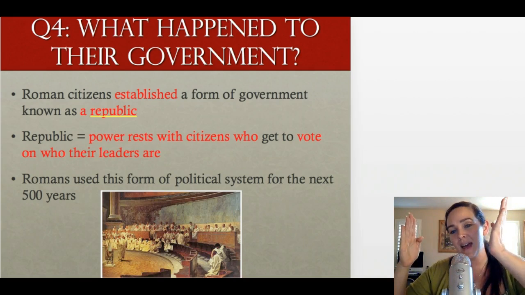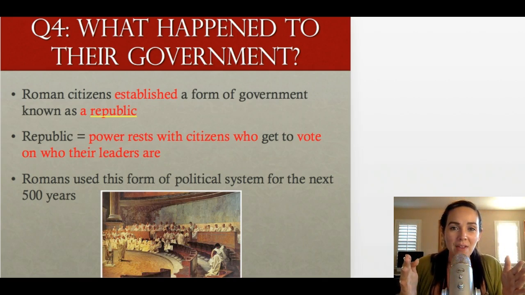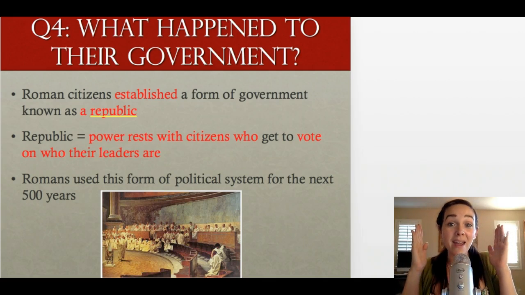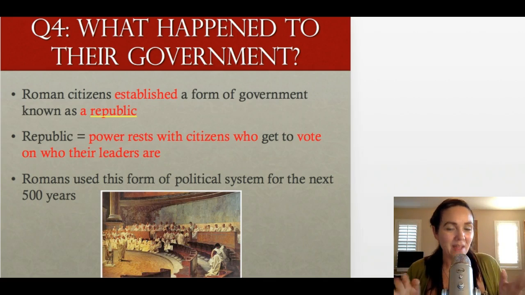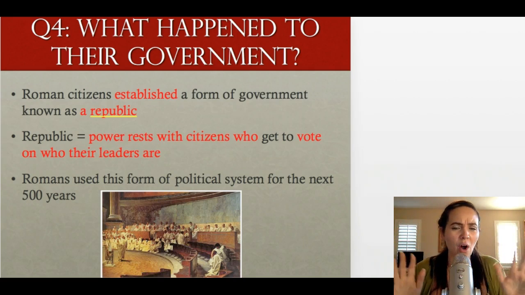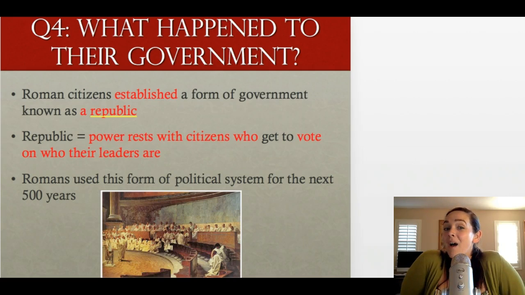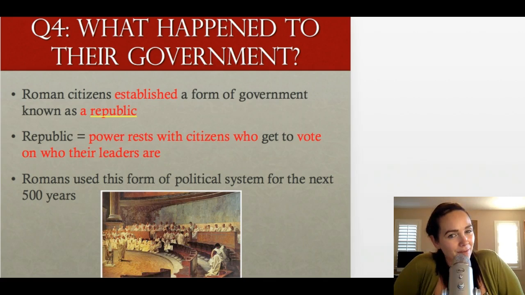Rome started as a settlement. After a while, they grow and they end up becoming a kingdom. That works for a while until they have a mean, nasty, horrible, no good, awful king whose name was King Tarquin the Proud. They kick him out, they fire him, they don't want a kingdom system anymore, and they change their whole style of government to a republic. That's right. Good for you.